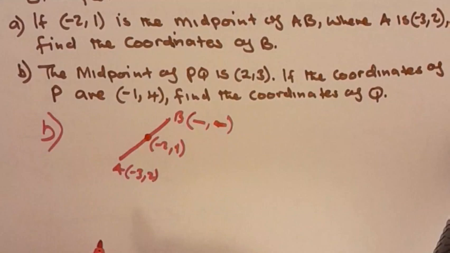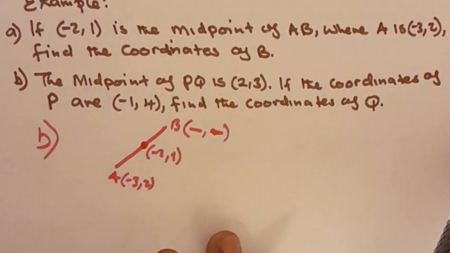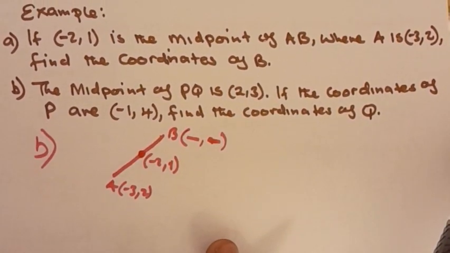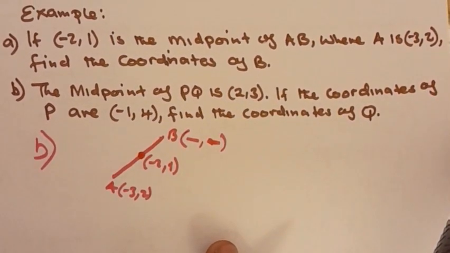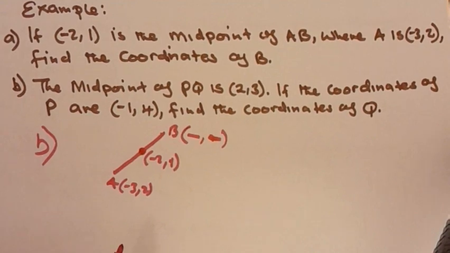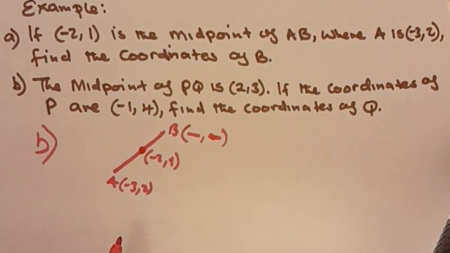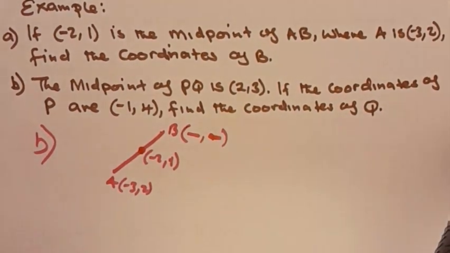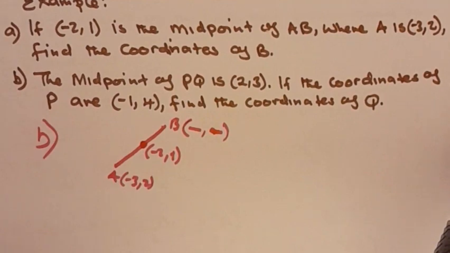So we are going to use the formula for finding the midpoint. So just as I said, you need to watch the previous video on how to find the midpoint in order for you to follow this lesson very well. So I encourage you to do that if you haven't. Okay, so the formula for finding the midpoint is the one that we're going to use in finding the missing coordinates, or the coordinates of B.